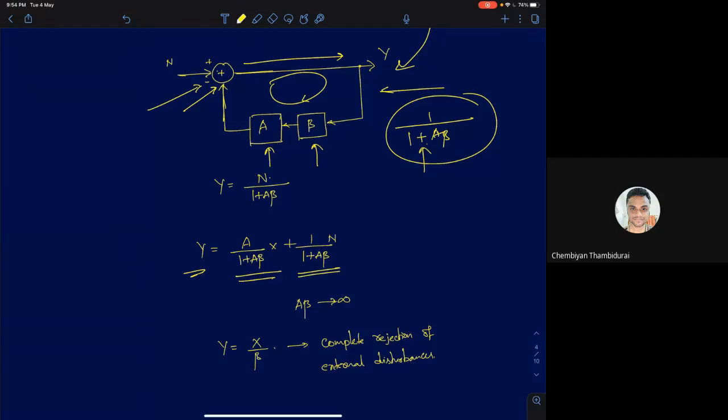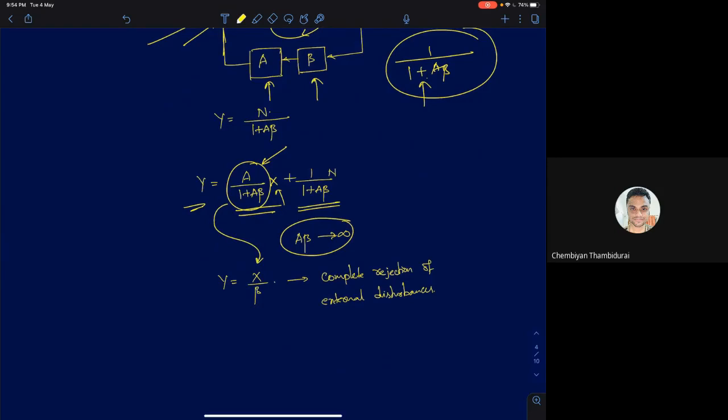So if you see here, as far as X is concerned, the transfer function is much higher. It is A by 1 plus A beta, but for N, it is A times lower than what it was for X. It is just 1 by 1 plus A beta. Now if A beta tends to infinity, if A beta is really much larger, then this term, A by 1 plus A beta, will become 1 by beta, and this term, 1 by 1 plus A beta, will tend to 0. So you'll be left with Y equals X by beta.